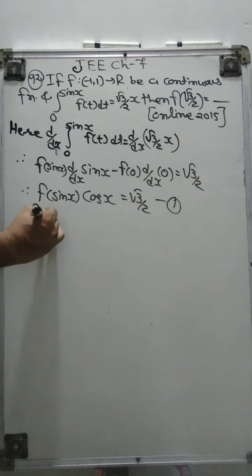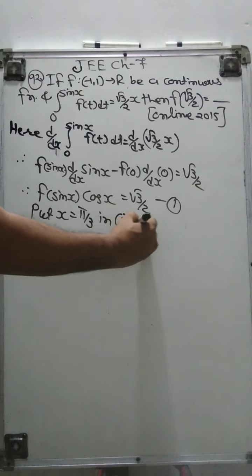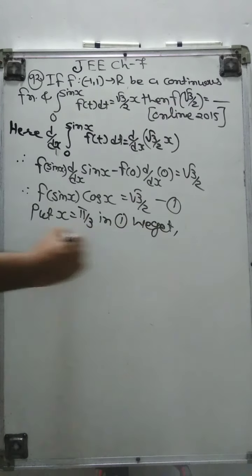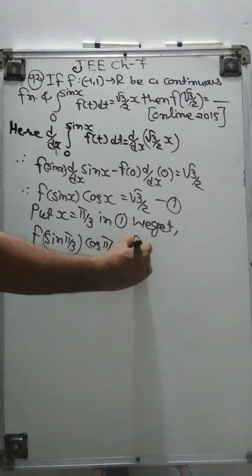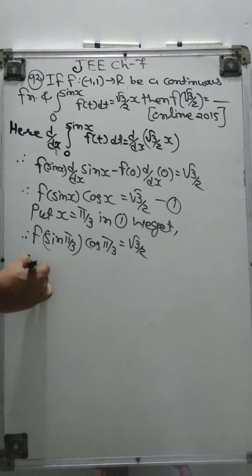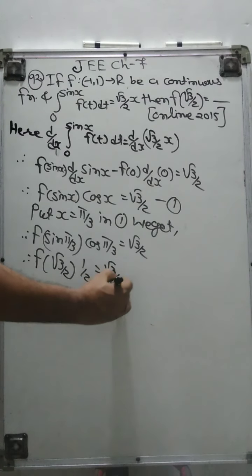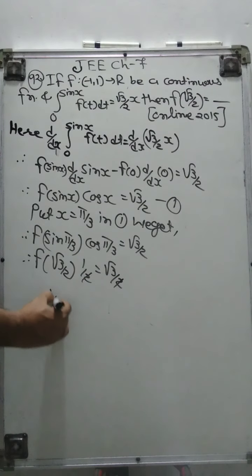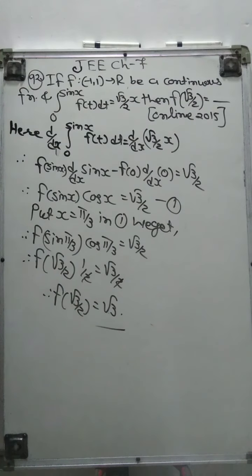Put x equal to pi by 3 in 1. We get f(sin pi by 3) cos pi by 3, it is root 3 by 2. Therefore f(root 3 by 2) into 1 by 2 is equal to root 3 by 2. 2 is cancelled. Therefore f(root 3 by 2) is equal to root 3. So our answer of this function is root 3, right? Okay.